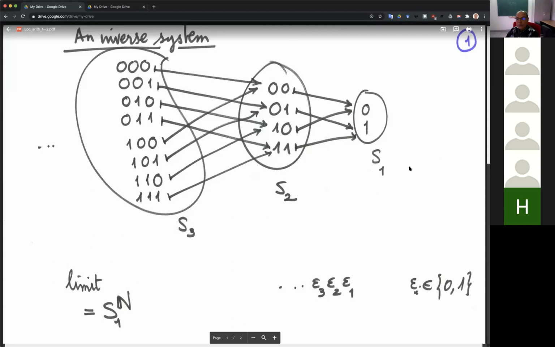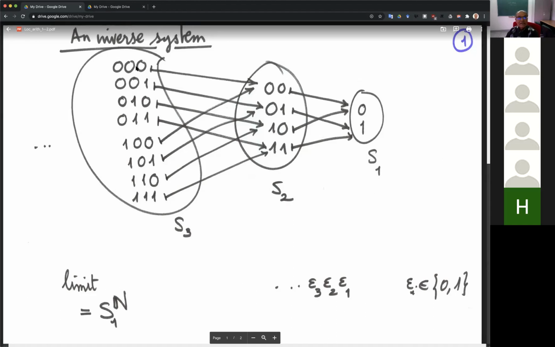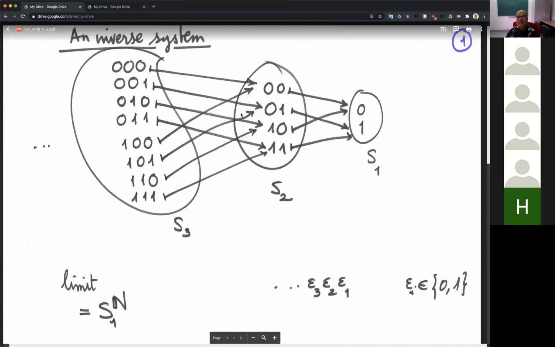And what is the map from S2 to S1? It forgets the first bit. These things are called bits in computer science. So you forget the first bit and you just keep the last bit. That gives you S1. Now S3 consists of all strings of 3 bits, from 000 all the way to 111. There are 8 such things. And the map from S3 to S2 takes a string, chops off the first bit, and keeps the last 2 bits. So that's a map to S2.